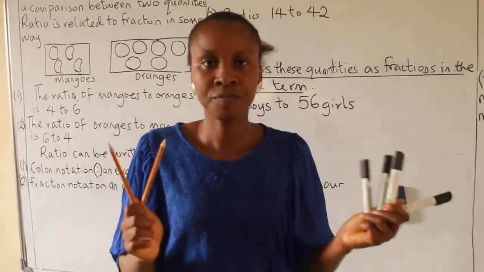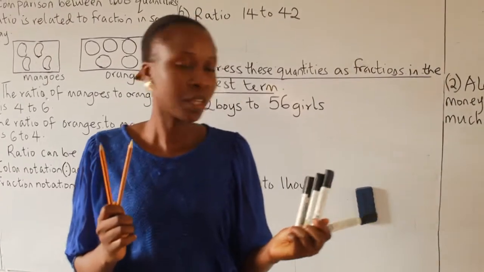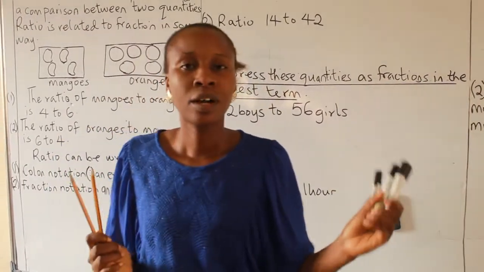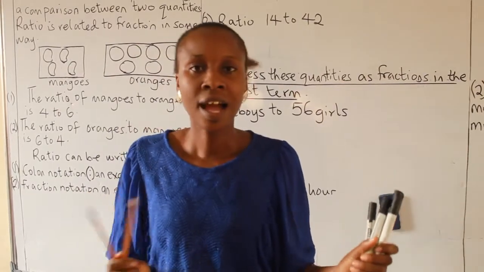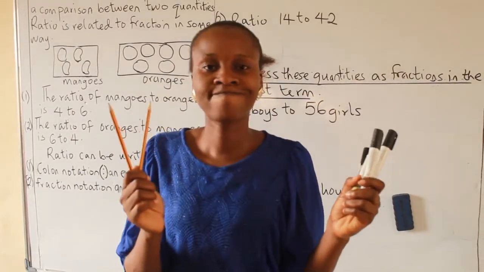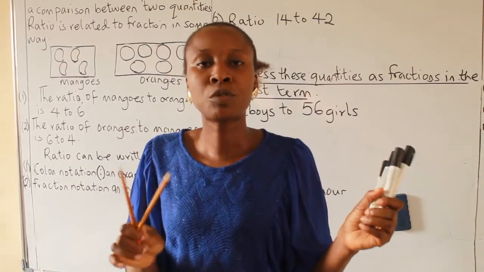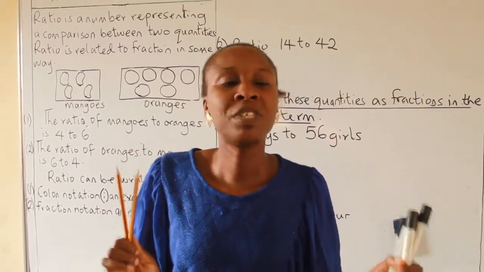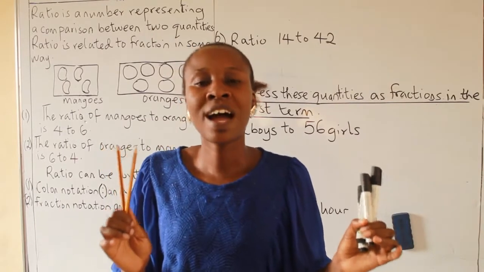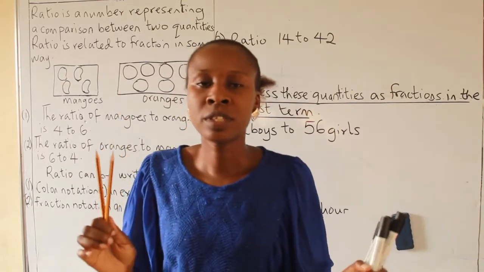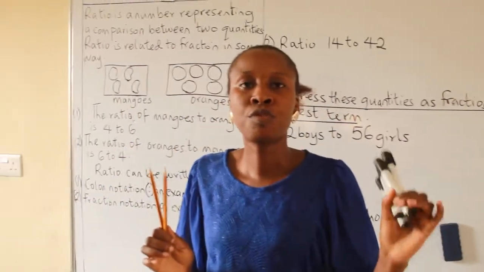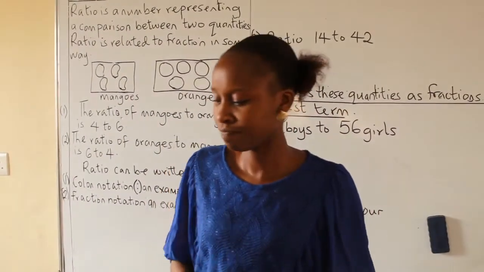I have here 4 markers on my left hand and 2 pencils. If I'm to describe what I have in my hand, I'll be describing it in ratio as 2 pencils is to 4 markers.